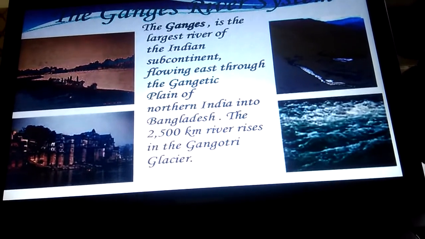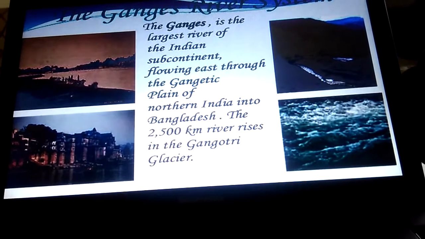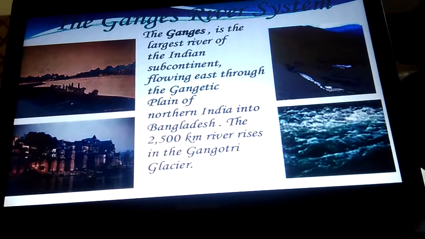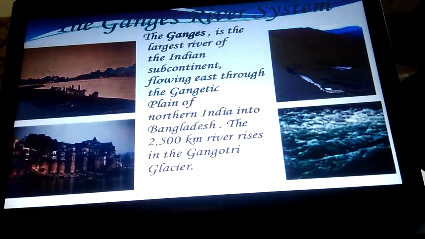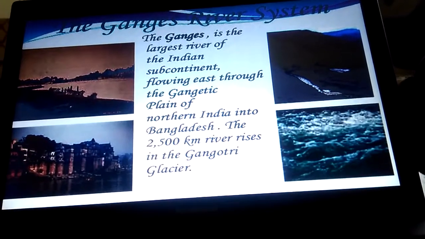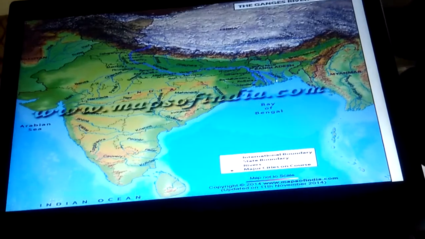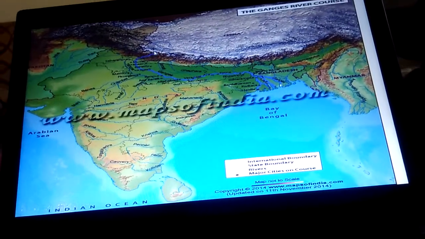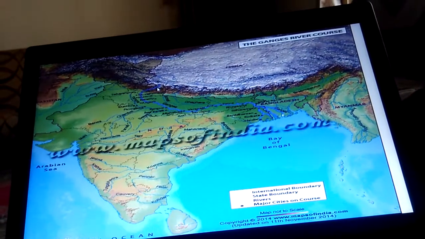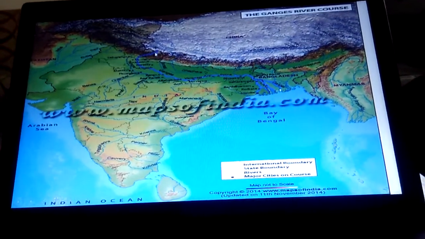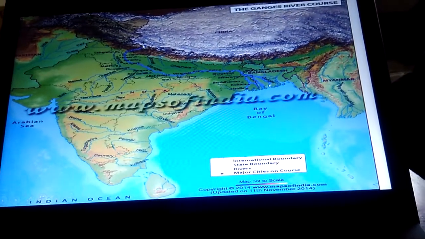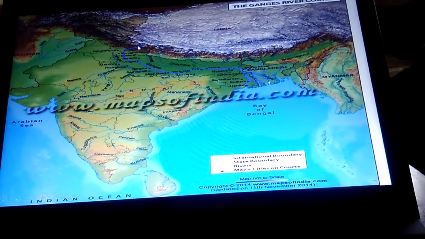The Ganga River system is the largest river system of the Indian subcontinent, and it forms the Ganga plain of northern India as well as Bangladesh. The total length of river Ganga is approximately 2,500 kilometers. River Ganga originates from the Gangotri glacier, from where the river is not called Ganga, it is called Bhagirathi. Then in Dev Prayag, Alaknanda and Bhagirathi both join together.